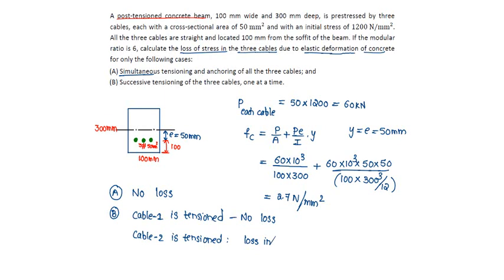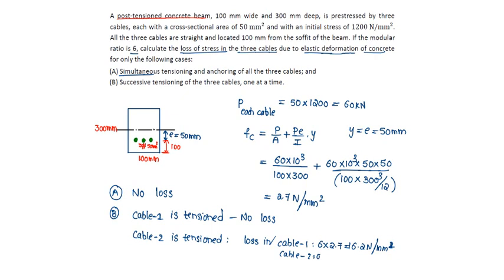Loss in cable 1 is given by alpha into Fc. Alpha is modular ratio, that is 6. So 6 into 2.7, that is equal to 16.2 Newton per mm square. Whereas loss in cable 2 will be 0 when cable 2 is tensioned.